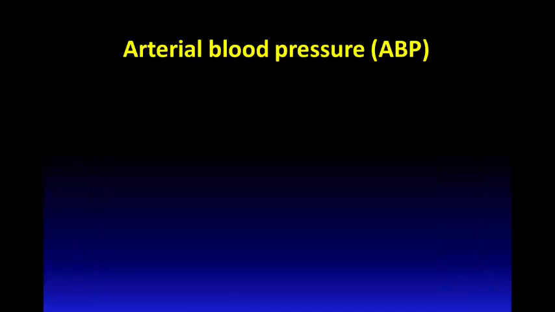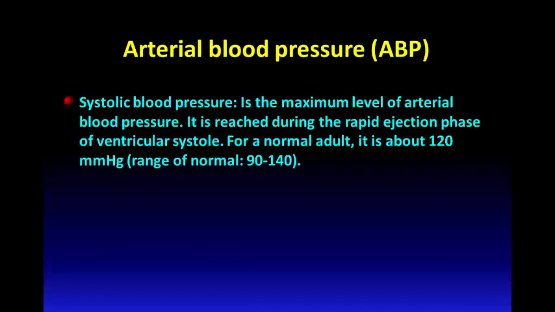We usually describe the arterial blood pressure as the systolic blood pressure by the diastolic blood pressure. This doesn't mean that we divide the systolic blood pressure by the diastolic blood pressure. It is just a way of describing the arterial blood pressure.